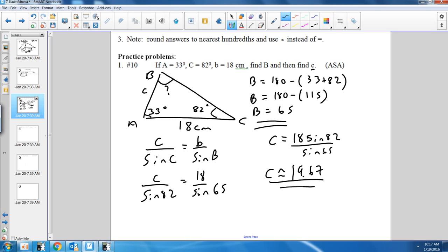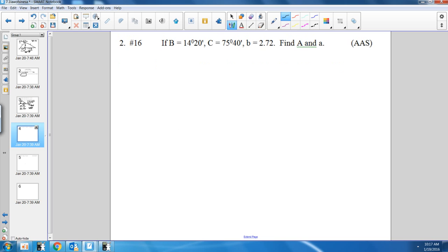So then you have your two answers and you're done with that. Let's go on to the next problem. The next problem says if angle B is equal to this and angle C is equal to this and side B is equal to that, find your angle A and your side A.